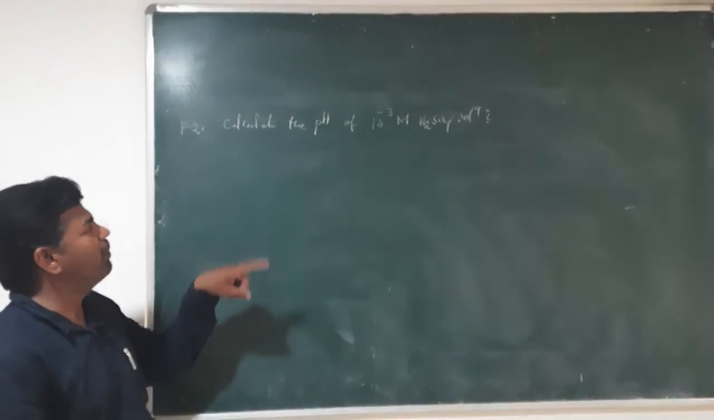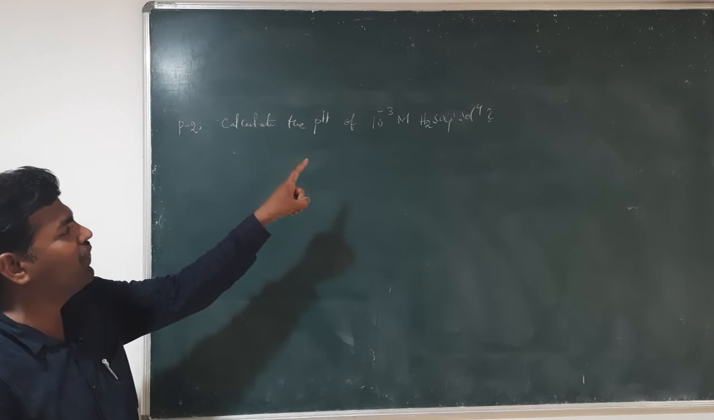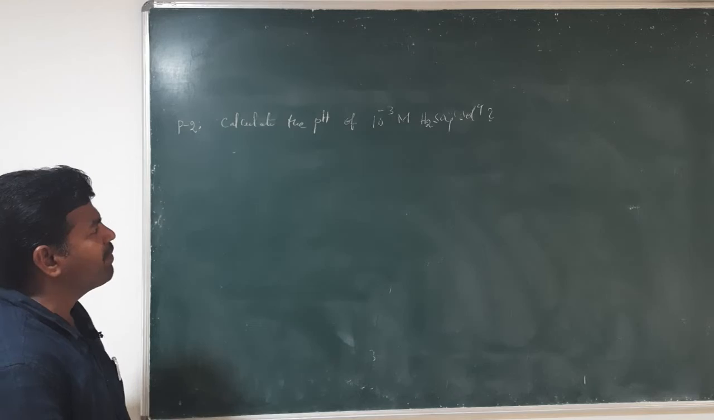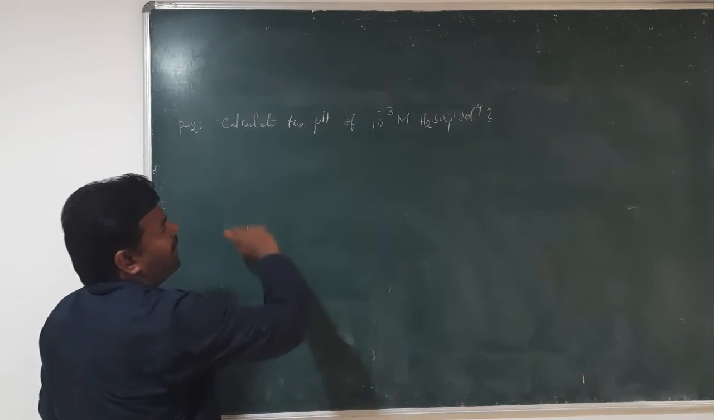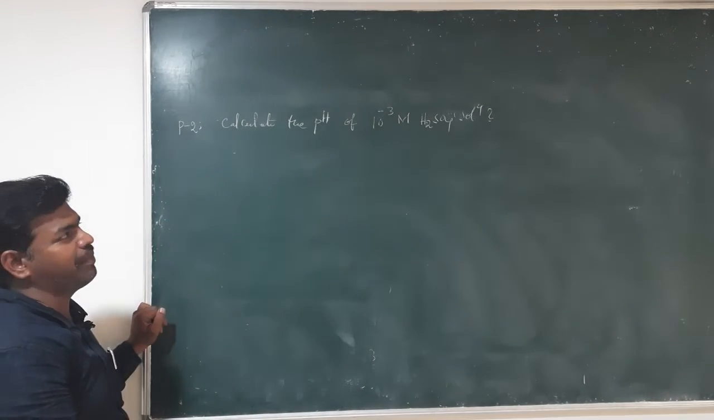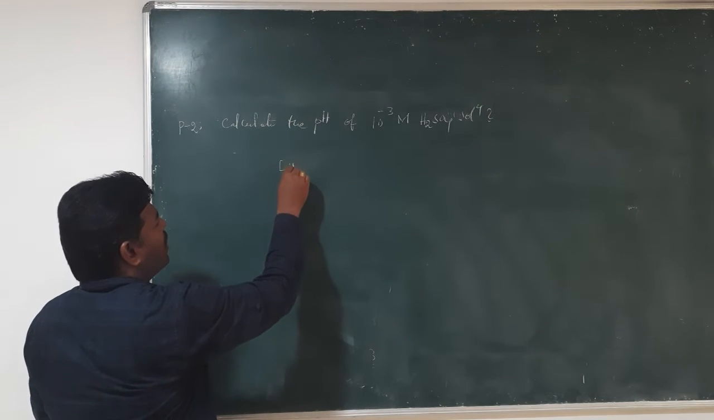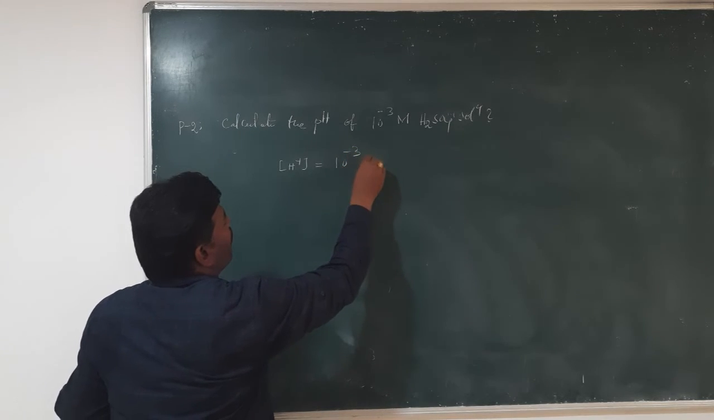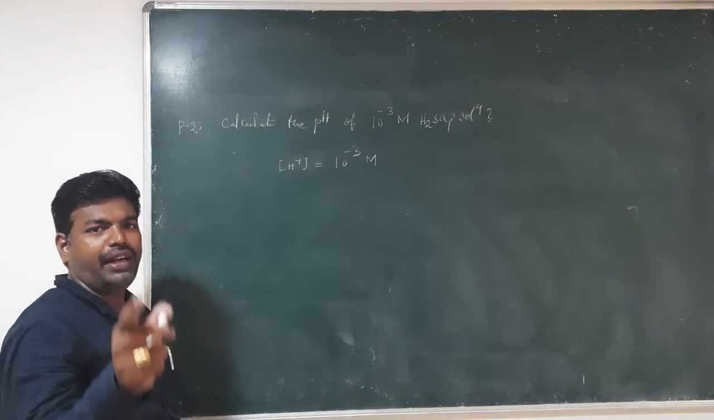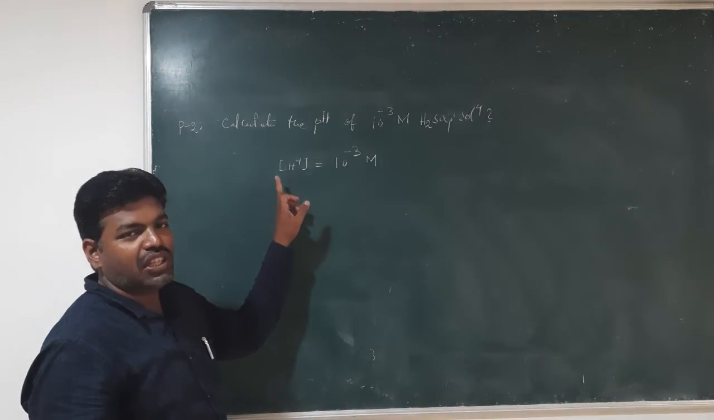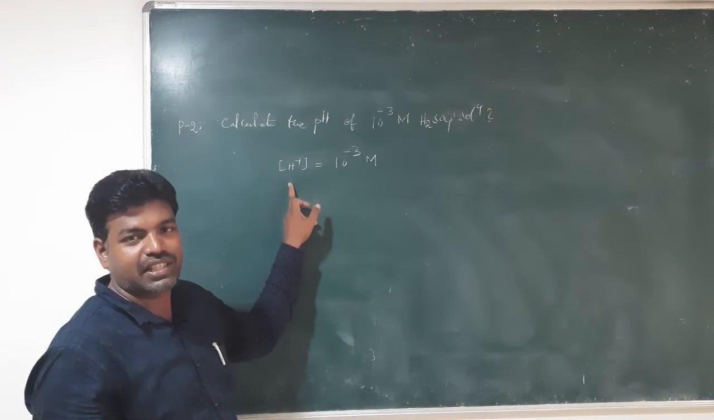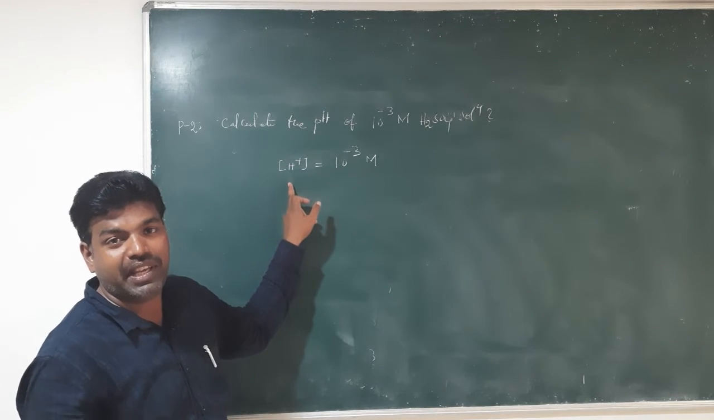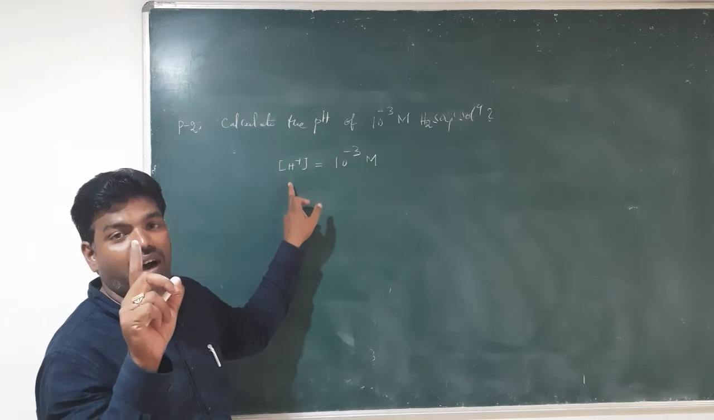Here is another problem: calculate the pH of 10 power minus 3 molar H2SO4 solution. pH of 10 power minus 3 molar H2SO4 solution means that the concentration of H plus ions is 10 power minus 3 molar. I already told you that in all pH calculations, the concentration of H plus ion must be expressed in normalities.